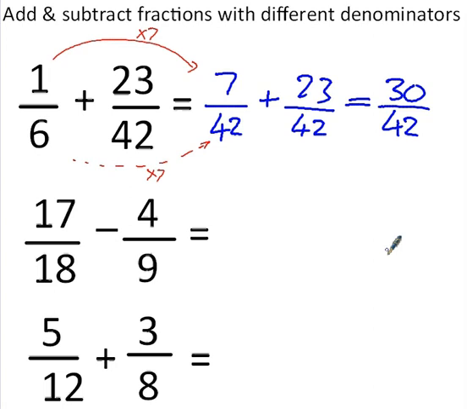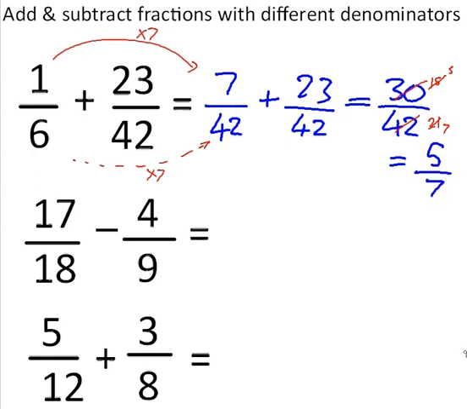I don't like it when I can see that I can simplify it. I'm going to have to do something about that. They both divide by 2, so I'll divide top and bottom by 2, and that would give me 15 over 21. 15 and 21 both divide by 3, and that would give me 5 over 7. 5 over 7 don't have any other common factors. So the answer to that is 5 over 7.